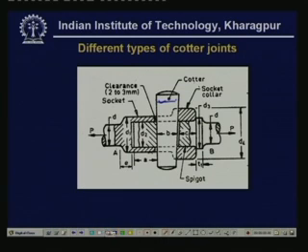Now, this is known as a cotter. A cotter is like a pin, but it has square cross sections. If you want to draw the cotter, then it looks something like this. So, this is a cotter in three-dimensional.